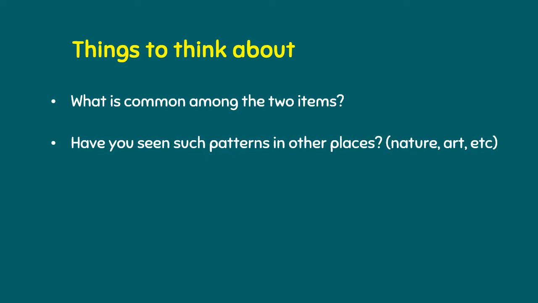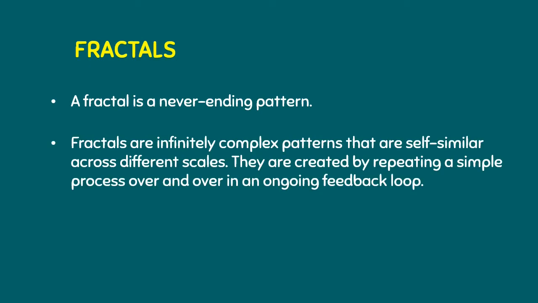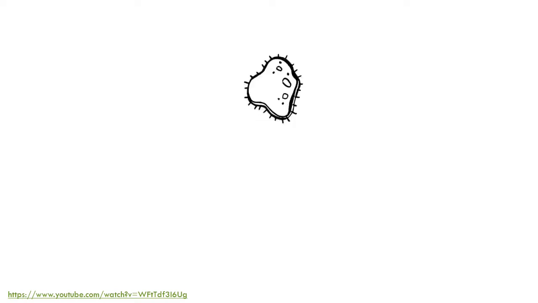Basically, what happened is that you always just have to repeat the same process. So the things that we have discussed are what we call fractals. What are fractals? A fractal is a never-ending pattern, and they are infinitely complex patterns that are self-similar across different scales. I will talk about this term self-similar later in the next few slides. They are created by repeating a simple process over and over in an ongoing feedback loop.